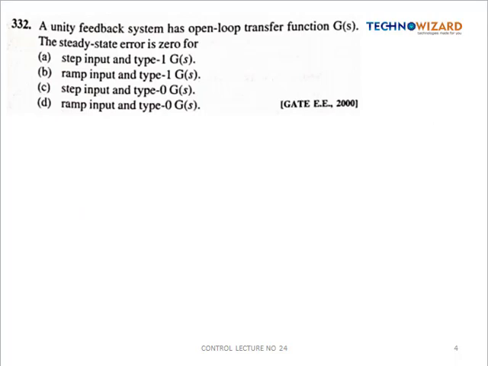The next question is, a unity feedback system has the open loop transfer function G(s). The steady state error is 0 for. This question can be easily solved by seeing the previous table which I have explained. The steady state error is 0 for the step input and type 1, so yes, definitely this is right. If it is ramp input and type 1, then the steady state error is given by A by Kv. If it is step input and type 0, then for option C, the steady state error is given by A by (1 plus Kp). And if it is ramp input and type 0, then the steady state error is infinite. So the steady state error is 0 only for option A.